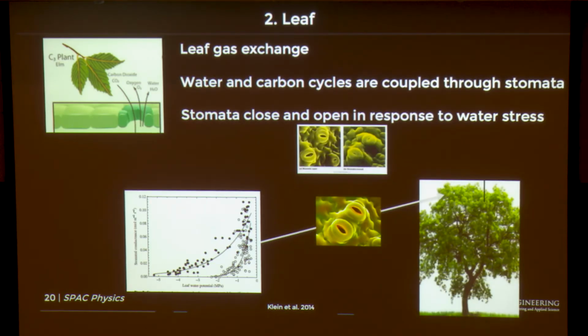Okay, so now if we move to the top and to the leaves, what we have is leaf gas exchange, and that's very important because that's where you connect the water and the carbon cycle. You pick up CO2 for photosynthesis, and you leave some water out, which is transpiration. And stomata are going to regulate that, and they tend to open and close based on different stresses. So you're going to have some strong regulation, and water is very important here for those stomata regulations.